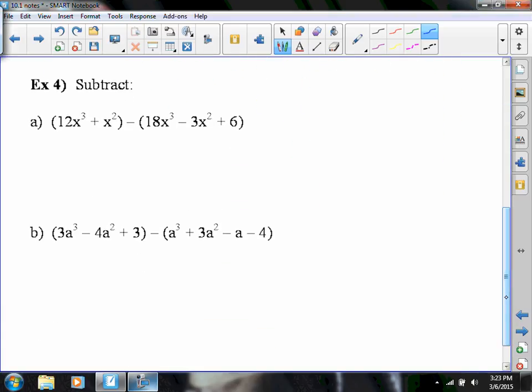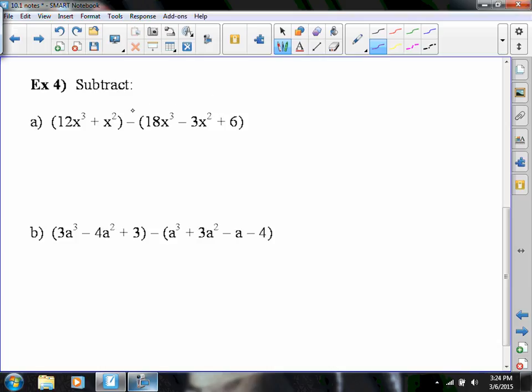Okay, so let's take a look at example 4 here. This will be our last one. And again, you can do this horizontally or you can do this vertically. I'll do one of each. For part A here, I have 12x cubed plus x squared, so that's a binomial. It's in descending order. And then I have 18x to the third minus 3x squared plus 6. That's a trinomial. It's also in descending order.